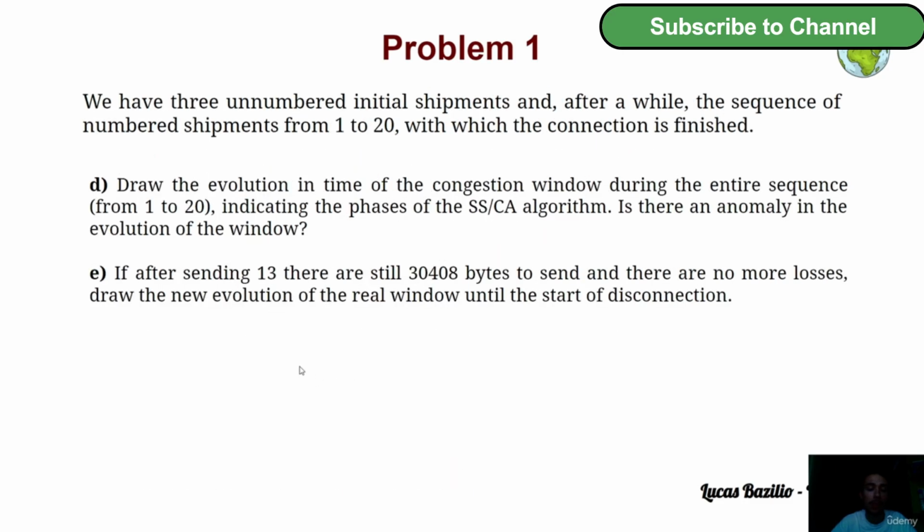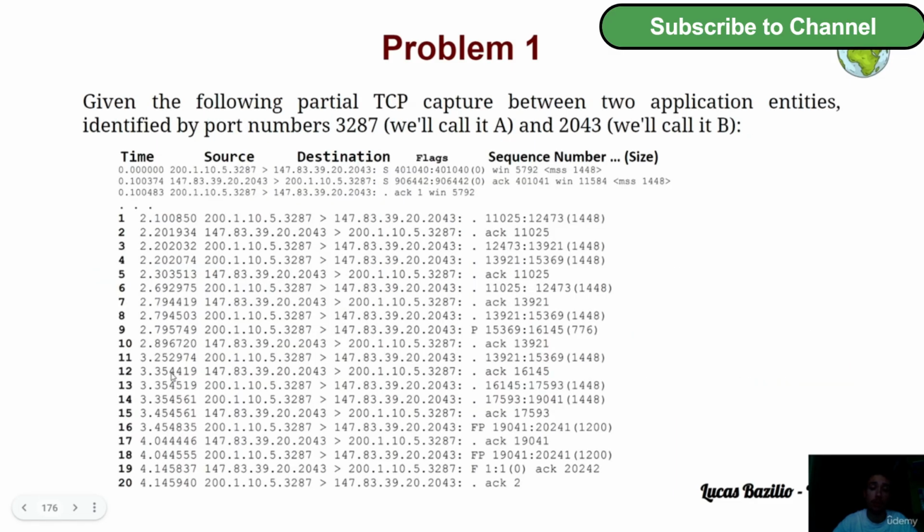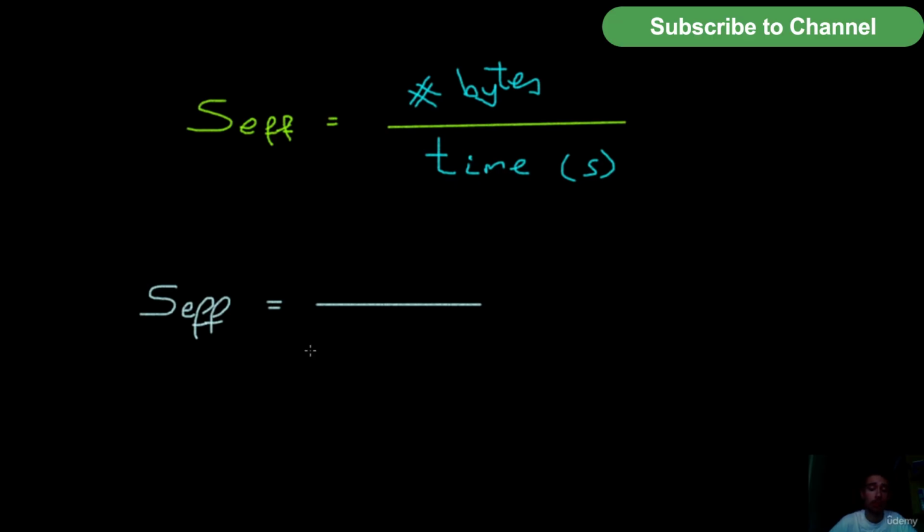We already know that we have this sequence number. However, remember that the amount of octets that the application A sends to B, we already calculated this in the lecture for question A, and it is this one. Because the last one of the finalization doesn't count, we need to subtract 1. So this gives us 20,240. This is the amount of bytes that the application A sends to B. Very well, we already have now the numerator. Since here we have the bytes, this is 20,240.